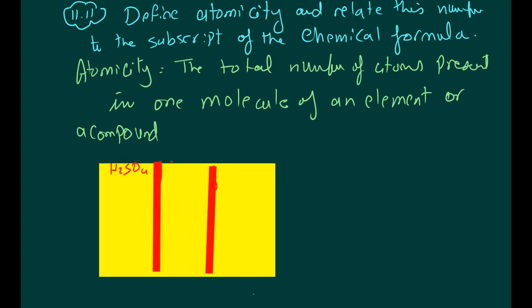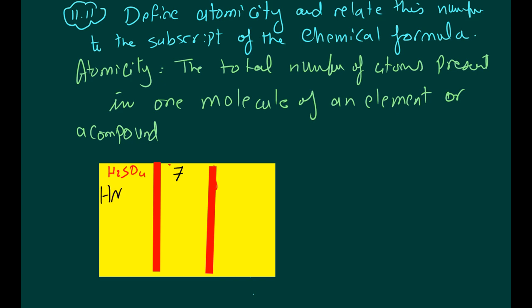H2SO4 has how many atoms? Look for the subscript written here, 2. So I have 2 hydrogen, 1 sulfur, and 4 oxygen. The total number of atoms are 4 plus 1, 5 plus 2, 7. So the atomicity of sulfuric acid is 7.